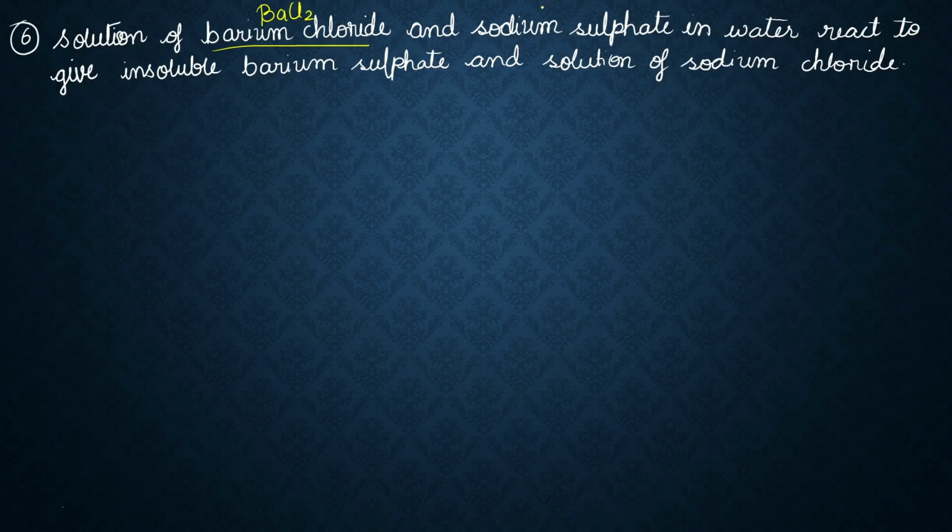Sodium sulfate is Na2SO4. Try solving this on your own. To give insoluble barium sulfate means it is in the formation of a precipitate. That is what it is saying by mentioning that it's insoluble. So barium sulfate is BaSO4 and solution of sodium chloride. In water, in the sense here, solution of barium chloride and sodium sulfate in water, in the sense it is in the aqueous form. Okay, so now let's try balancing the equation.